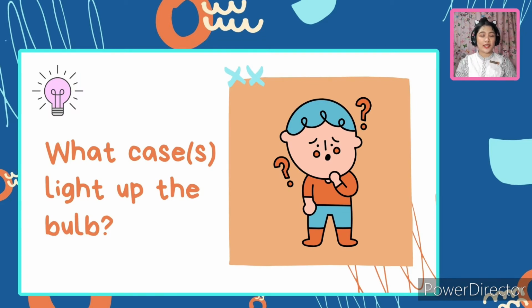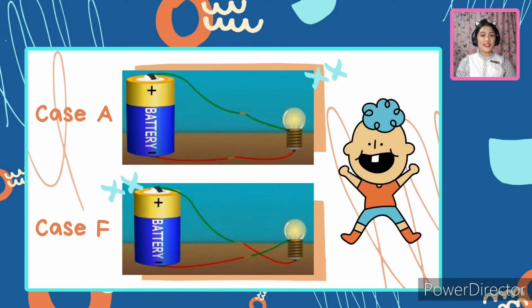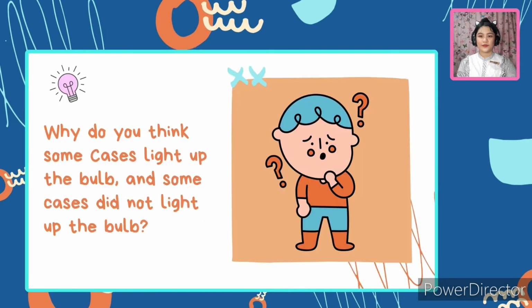What case or cases light up the bulb? Case A and case F light up the bulb. Why do you think some cases light up the bulb and some cases did not light up the bulb? Because some cases have the wires disconnected, that's why the bulb did not light up. And some cases have all the wires connected together, that's why it lit up.